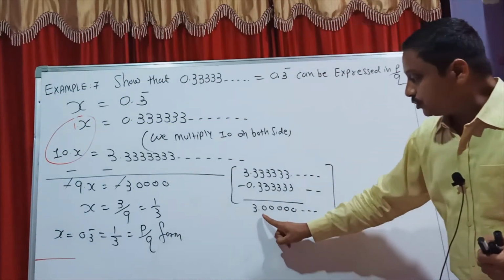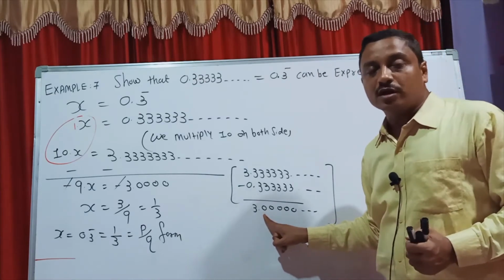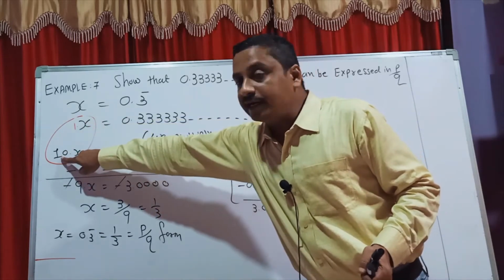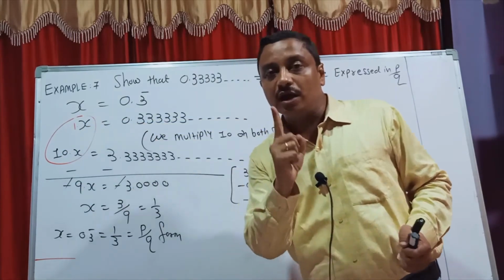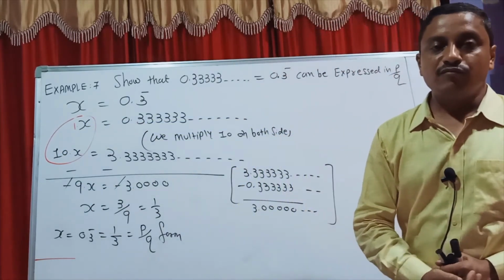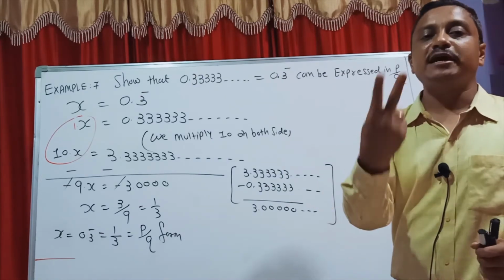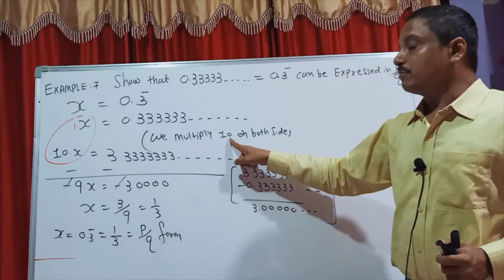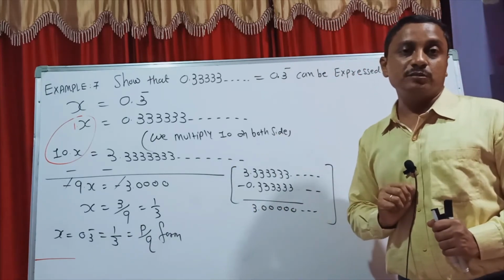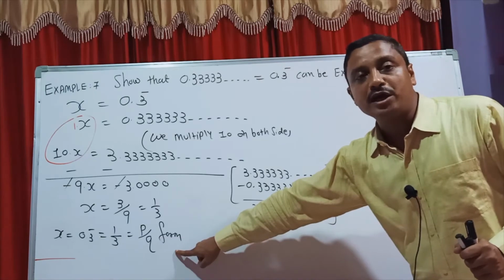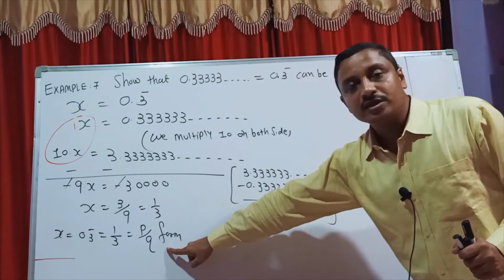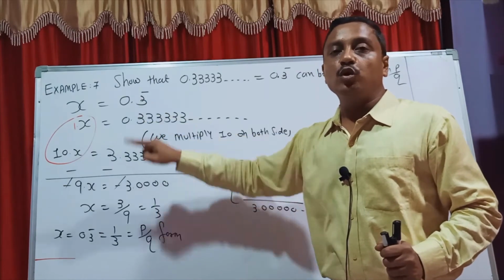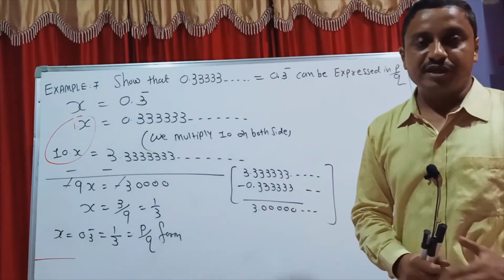Students, it is necessary to show these values in the exam for subtraction. And here, why multiply by 10? Because a single digit repeats. If two digits repeat, then you multiply by 100. If three digits repeat, then you multiply by 1000. Then easily you get p by q form. Students, this is p by q form, and this 0.3 bar, both are rational numbers. Yes.